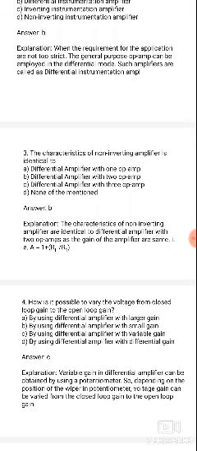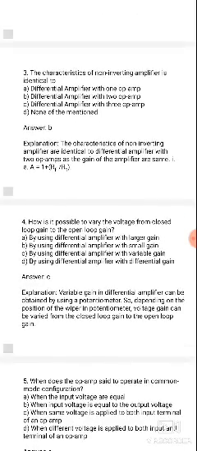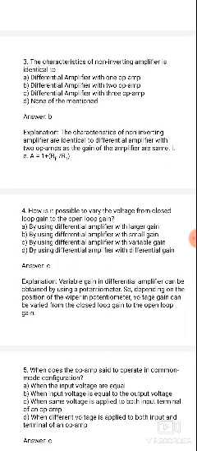The options are differential amplifier with 1 op amp, with 2 op amps, with 3 op amps, and none of the above. The answer is differential amplifier with 2 op amps. The characteristics of the non-inverting amplifier are identical to a differential amplifier with 2 op amps, and the gain of the amplifier is the same.